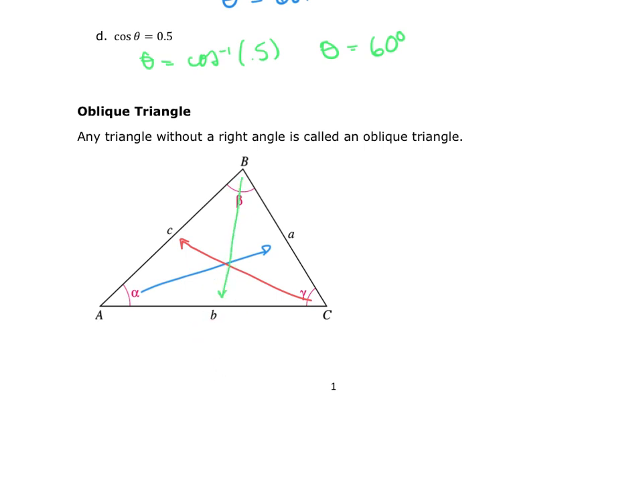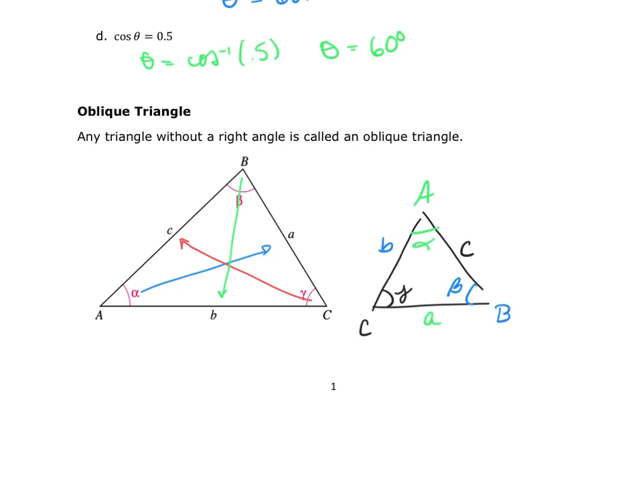Now, it doesn't matter how you label the starting, as long as those relationships hold true. So as you build your triangle, if you decide this is going to be C or gamma, just make sure you put c across from it. Similarly, if you decide that this is going to be B or beta, make sure you put b across from it. And then if you call this A or alpha, make sure you put the side a across from it.